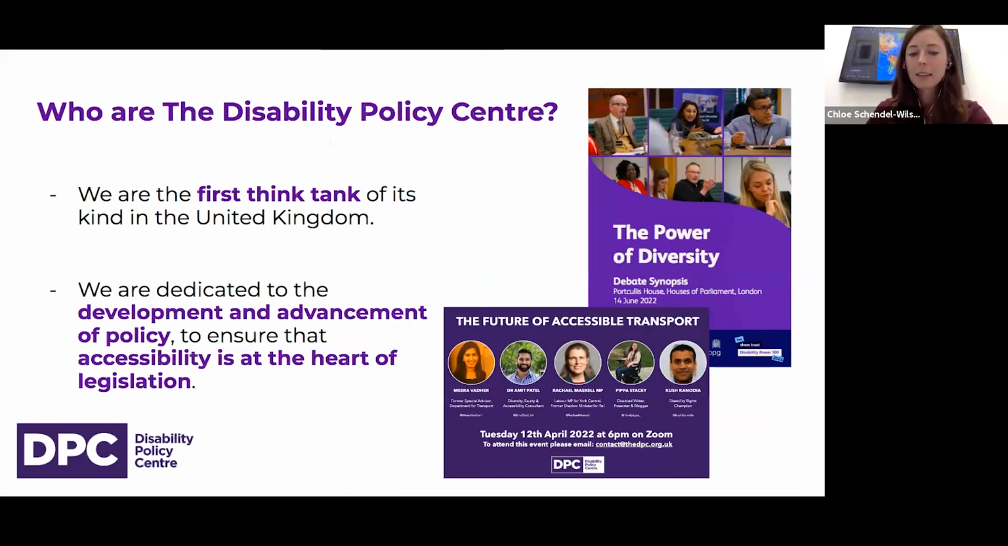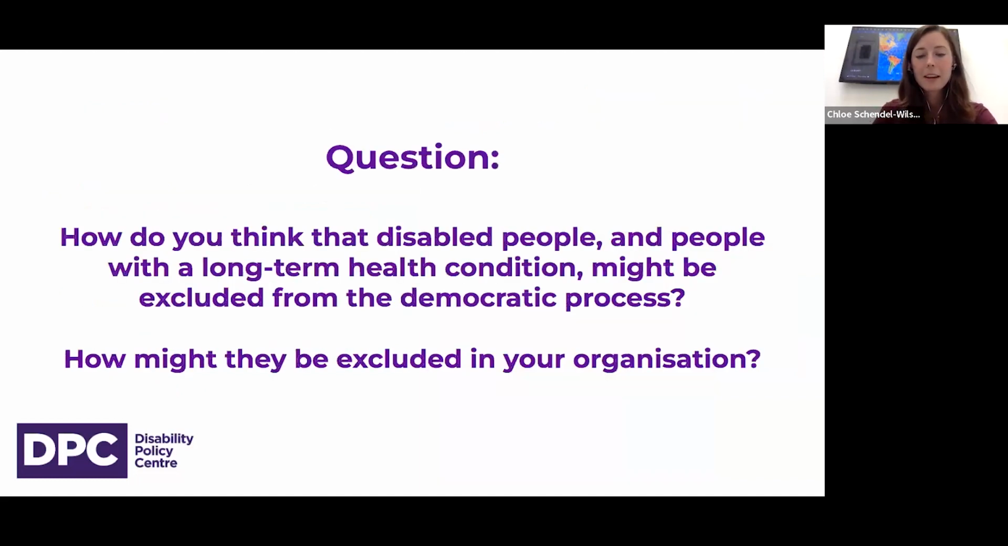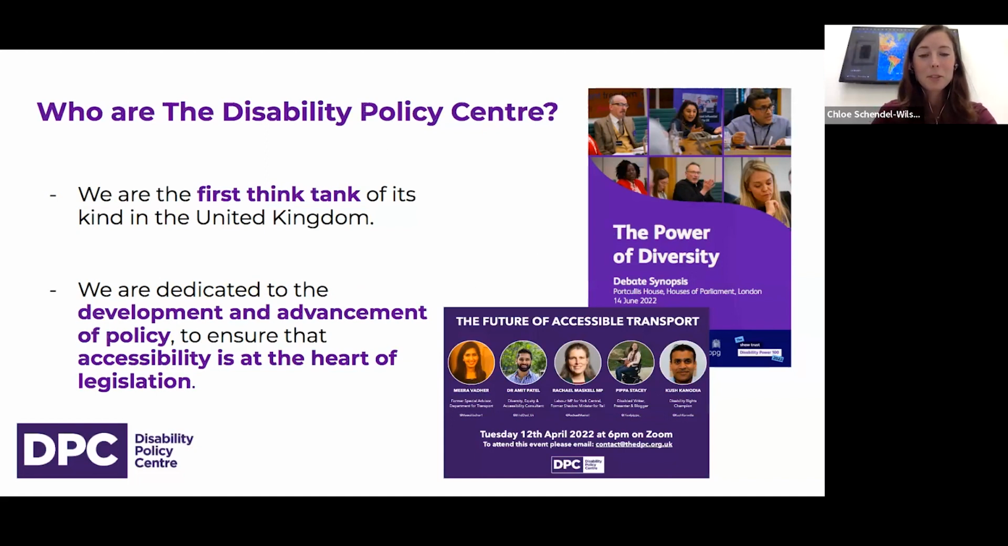and then academics. What we've done for the last 2 years is to coalesce around a series of different topics, whether that's education, transport, employment, and we've held events bringing relevant stakeholders together, and we've written reports as to what we think policy should be that can improve the lives of disabled people and people with long-term health conditions. And I think that's all to say about us.